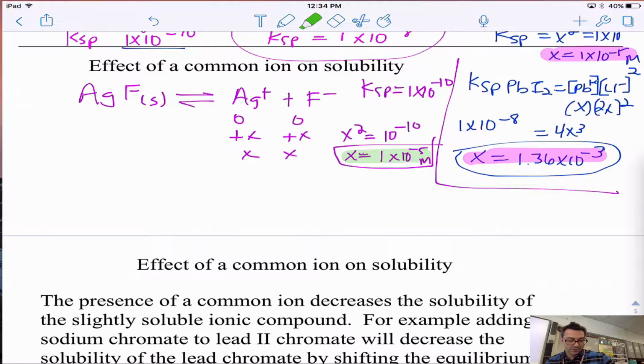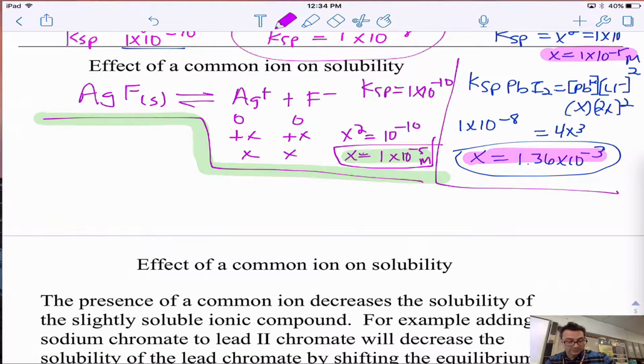Now, what if we have a common ion? So with a common ion, what ends up happening is we have some sort of other salt that's very soluble. Maybe, for example, like NaF. NaF is a soluble salt that has a group 1 metal. And so let's say that we decide that we're going to add 0.1 molar of NaF to a solution that contains saturated AgF.